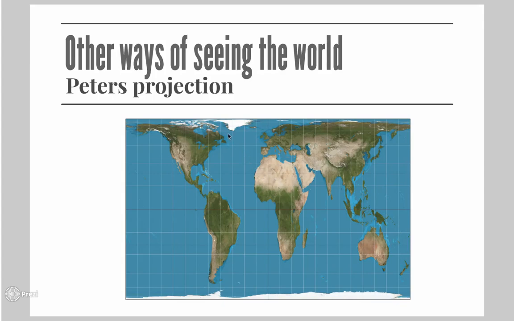But just as Mercator's projection had problems with the proportions of land masses, Peter's projection has a problem with the coasts. It makes all the coasts very blurry, so it doesn't have much room for detail. That is one of the problems of this type of projection.